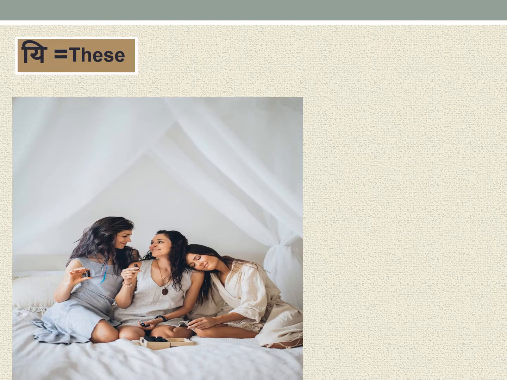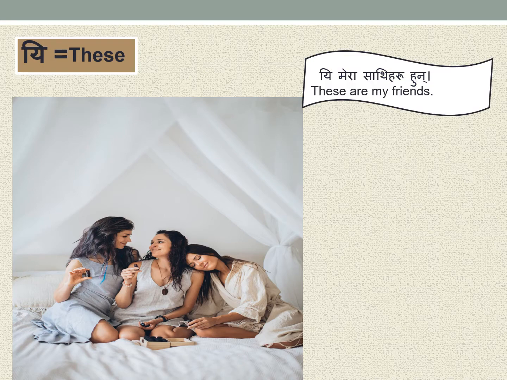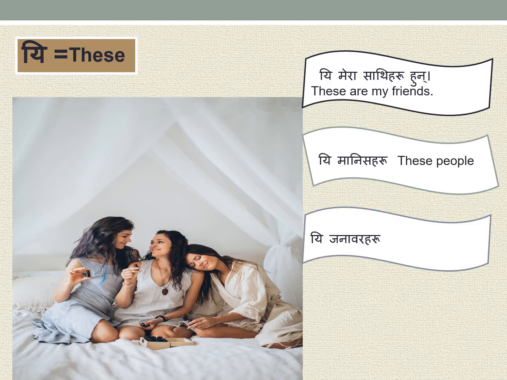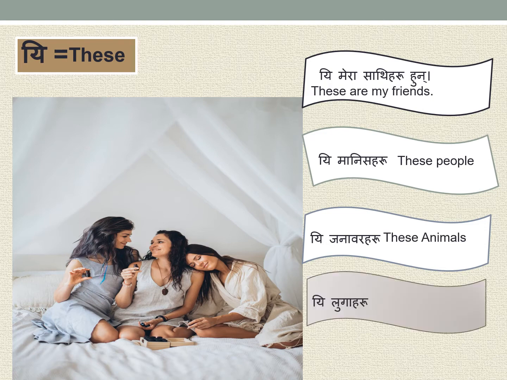Yi, plural form of yo, which is used to point out a group of people or things and animals nearby us. So for example here, यी मेरा साथीहरू हुन्, which means these are my friends. यी मानिसहरू, which means these people. यी जनावरहरू, which means these animals. यी लुगाहरू, which means these clothes. So you can use it like this for a group of people, things, and animals.